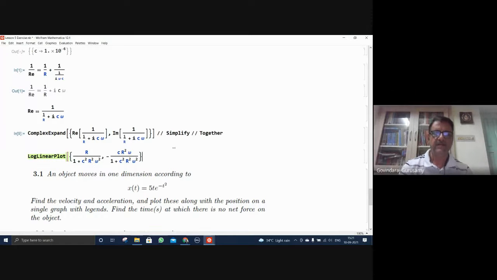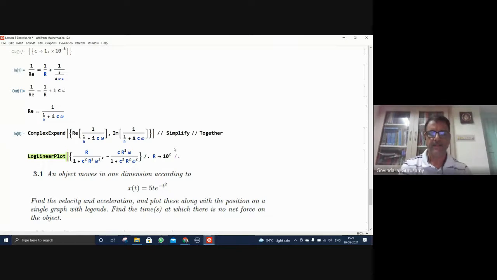So, what are the values of R now? R is how much? R is 10 power 3, because it is 10 power 3 now. Okay. Next. If you want, you can define outside the R equal to. It's also not a problem.